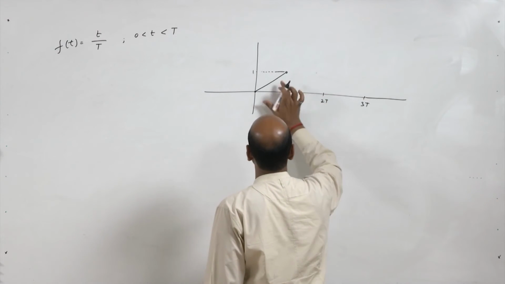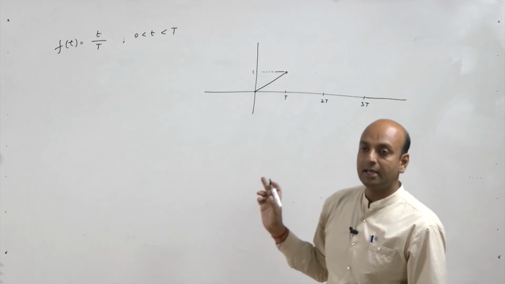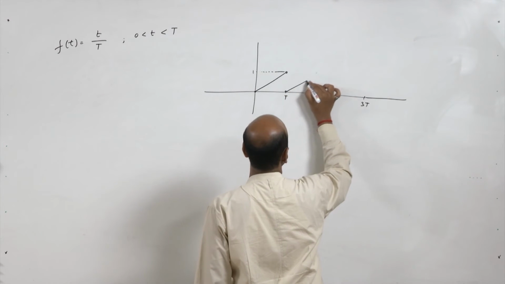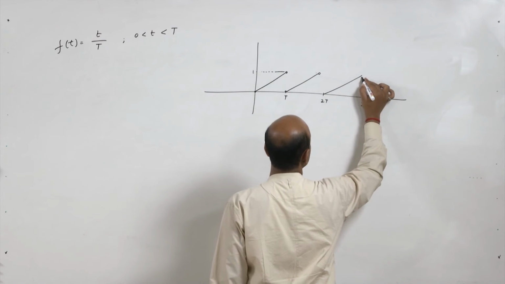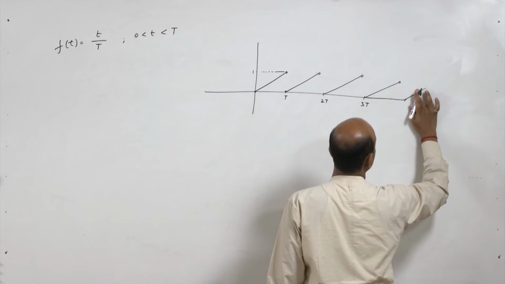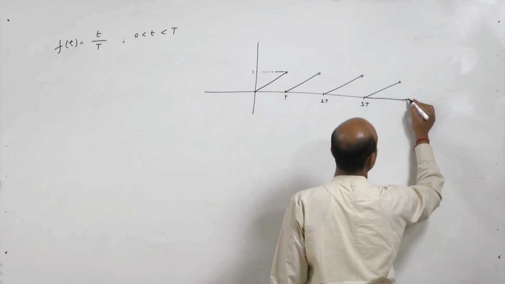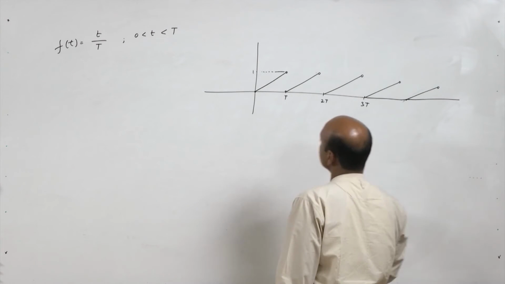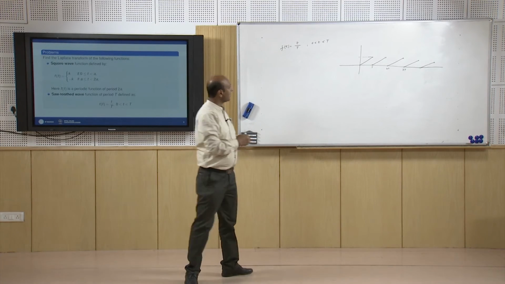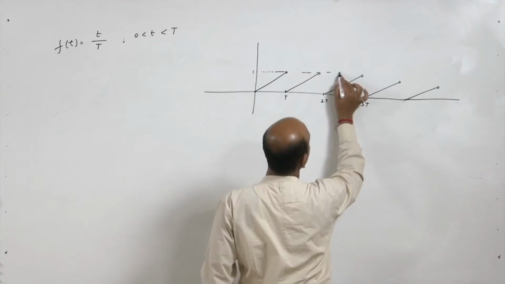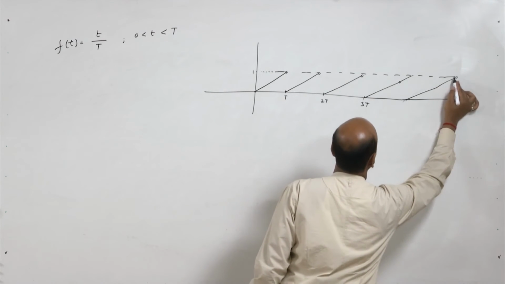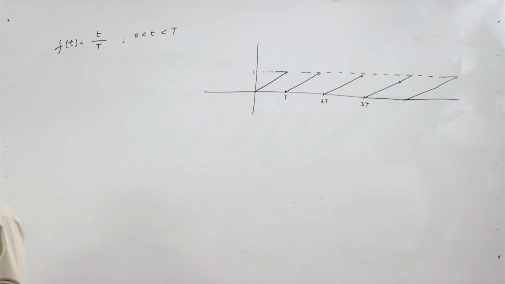Now, from T to 2T, the same will repeat, because it has a period capital T as given in the problem. So, the same will repeat here also, and here also. Likewise we can draw this function. So, this is the function where all heights are the same. Okay. So, this is the sawtooth wave.